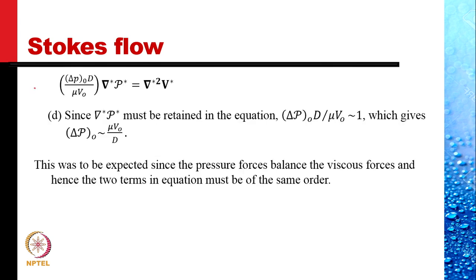Also look at this equation. Since the two terms must be retained in this equation, this coefficient should be order 1. Delta P naught is the characteristic pressure difference. So, to make this coefficient 1, delta P naught should be like mu V naught by d.